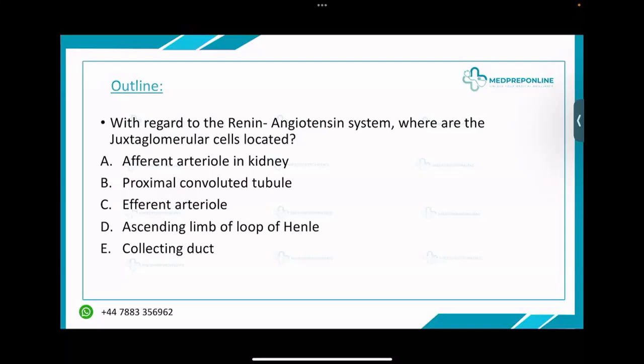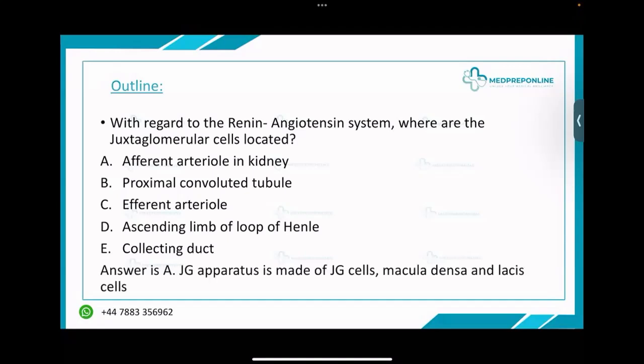You're right. So renin-angiotensin system, we discussed the release of renin, right? Renin is released from juxtaglomerular cells, which are specialized cells located in the afferent arteriole in the kidney. Proximal convoluted tubule, ascending limb, collecting duct are all just distractors. All you have to pick is between afferent and efferent, correct? So answer is A. The juxtaglomerular apparatus is made up of JG cells, macula densa, and Lacis cells, and these are located in the afferent arteriole in the kidney.